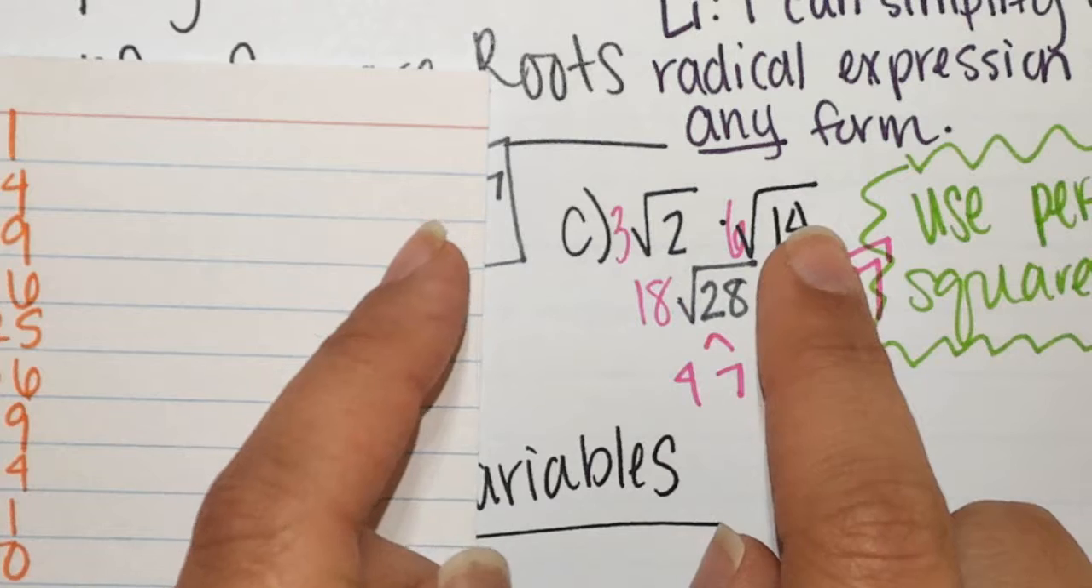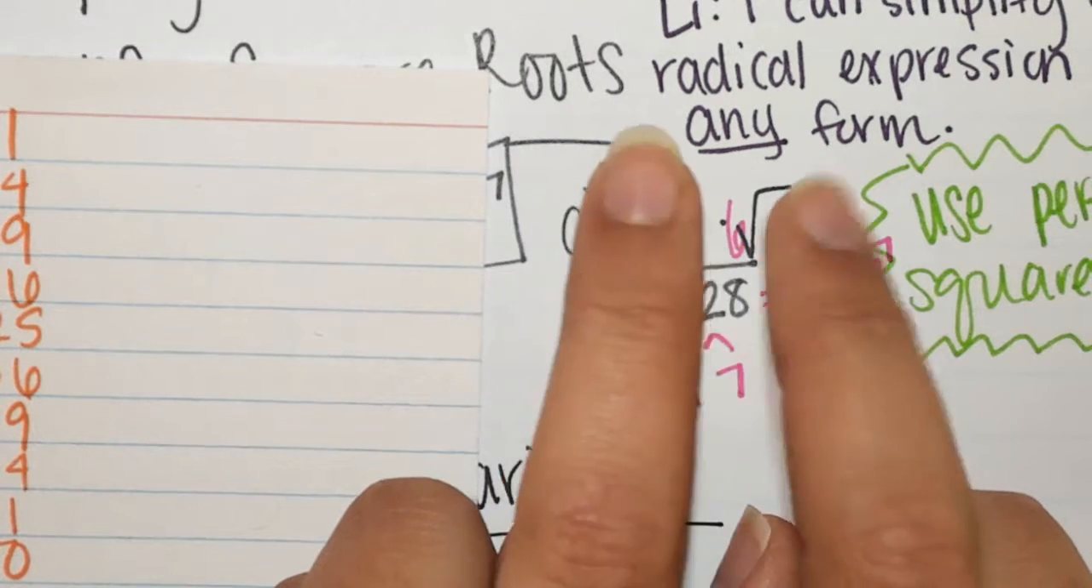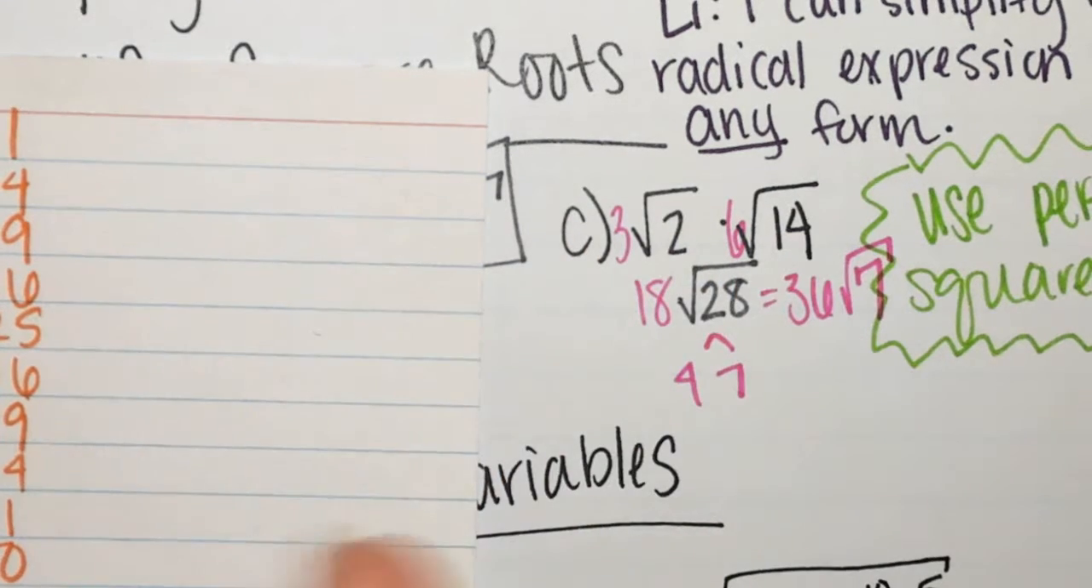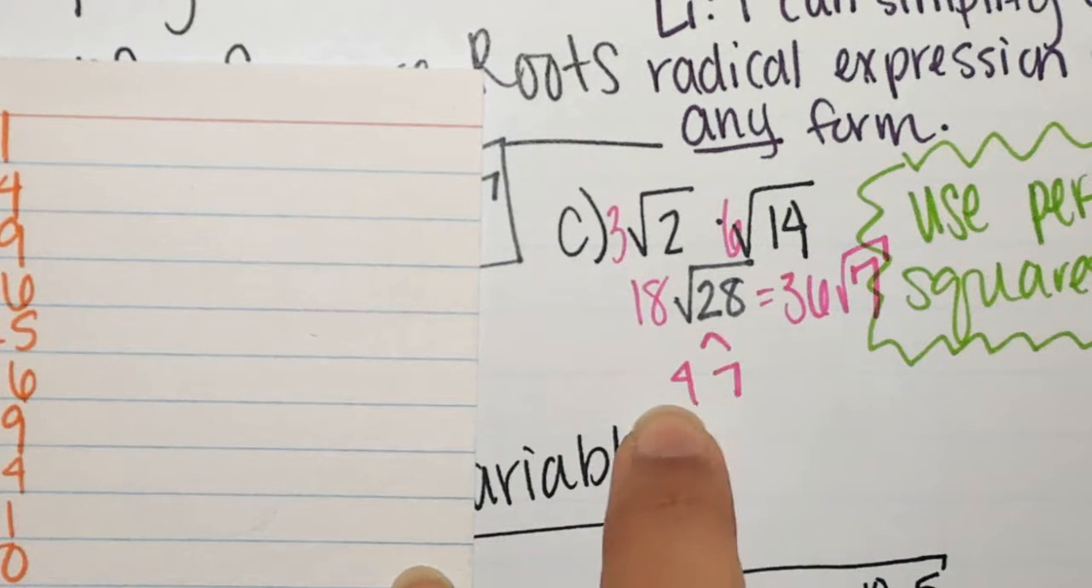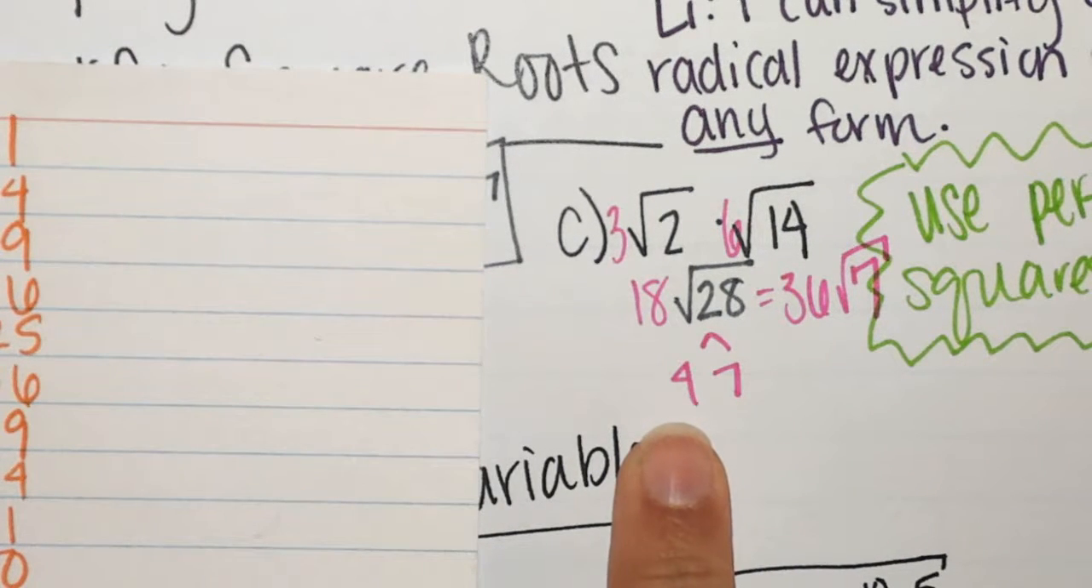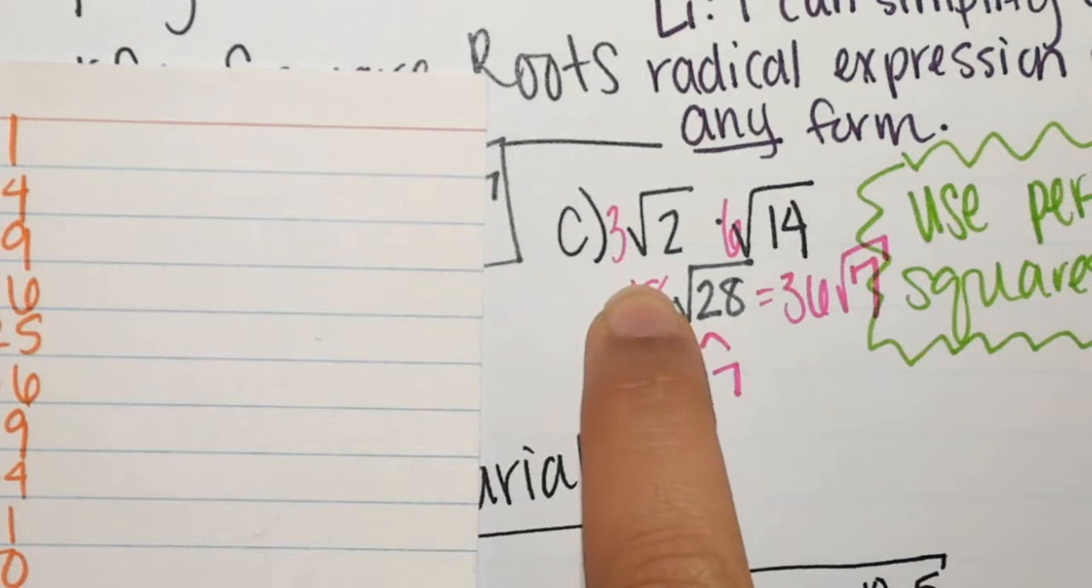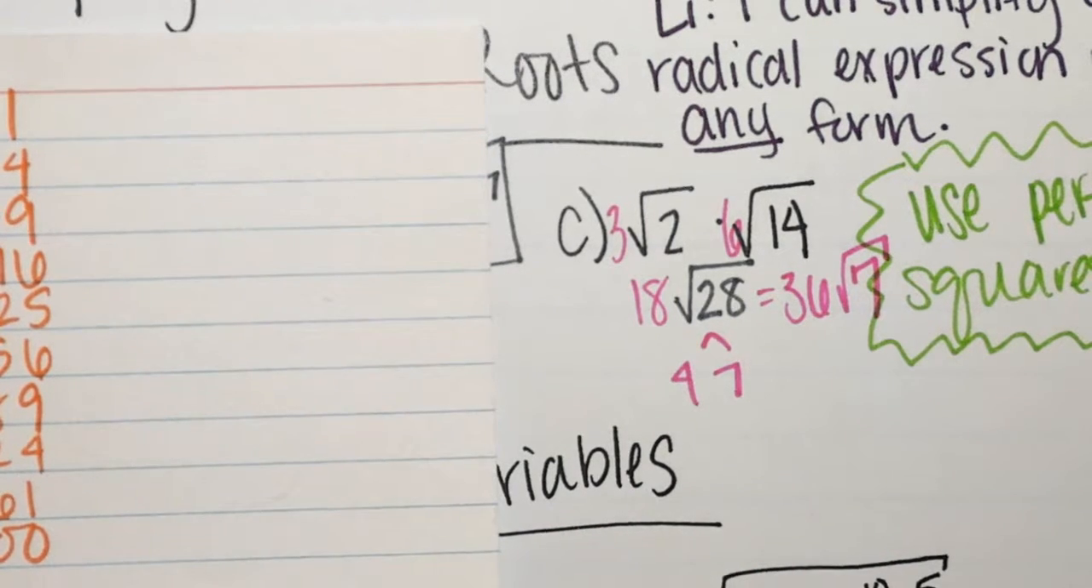Now, the radical is a barrier. You cannot multiply what's on the outside with what's on the inside. You can't do it. All right, then we broke 28 down into 4 and 7. We took the square root of 4 and got 2. And then we did 2 times 18 and got 36, and 7 stayed in the house.